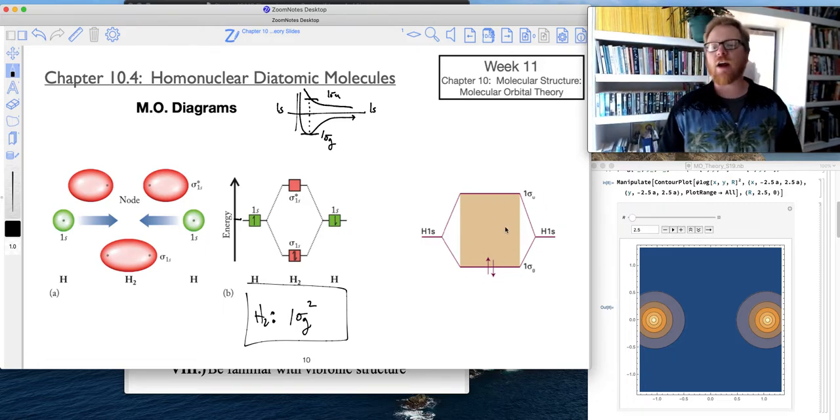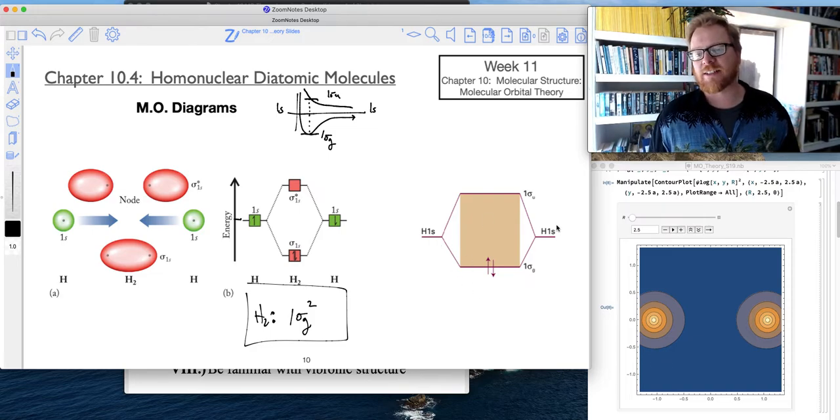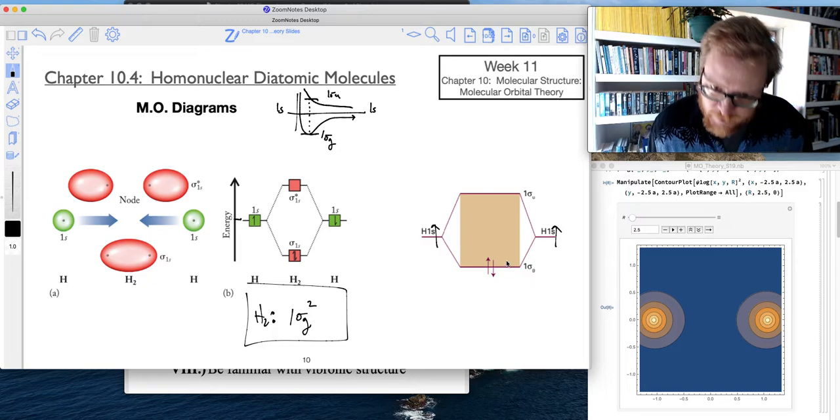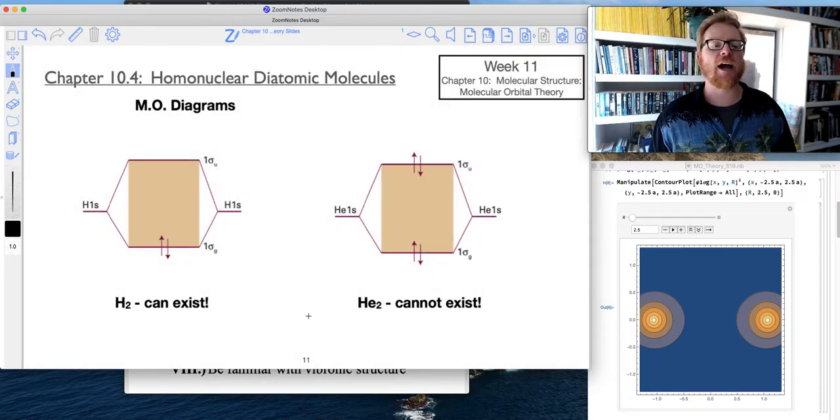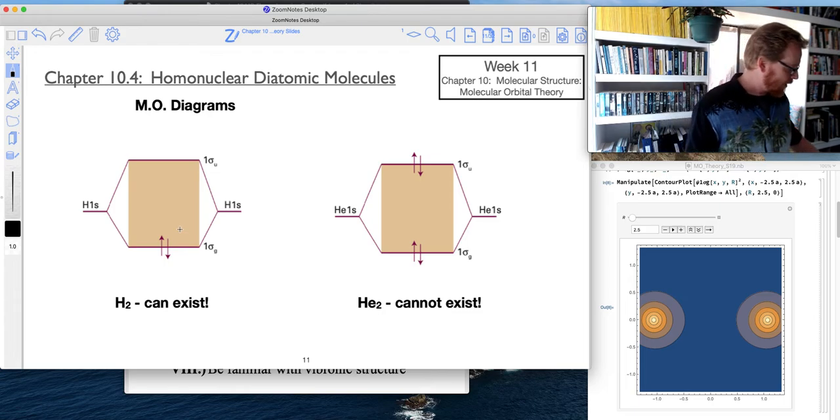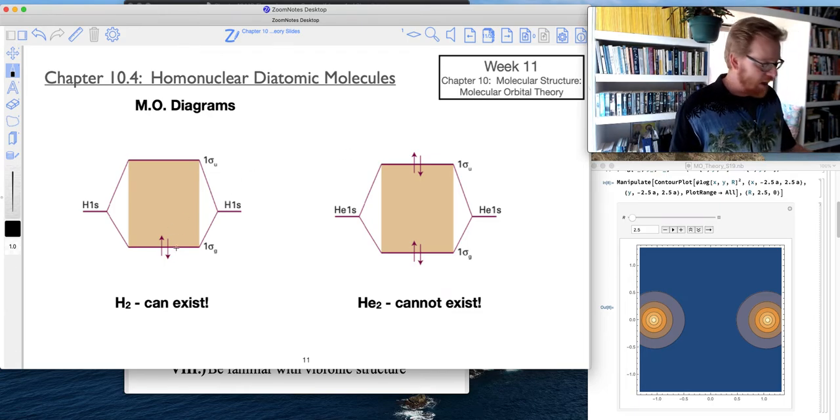So the simplified diagram looks something like this, where we've got the H1s and the H1s, and the 1 sigma g and the 1 sigma u. We know that there's an electron over here, and there's an electron over here, and they spin correlate to make a singlet state. So we can also use these diagrams to describe why certain molecules don't exist. For example, we know H2 can exist because according to my diagram right here, it's all bonding.